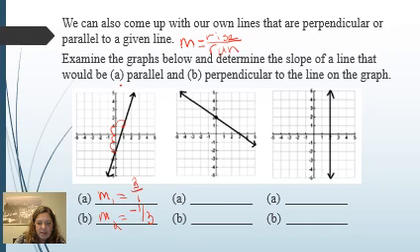Looking at this next line, here's an intersection point, and here's another grid line intersection. So this time when we rise, we're actually going down 1, 2, and then to get to the point, we go right 1, 2, 3. So the slope is negative 2/3. And the perpendicular is going to be positive, which is the negative reciprocal, 3/2.